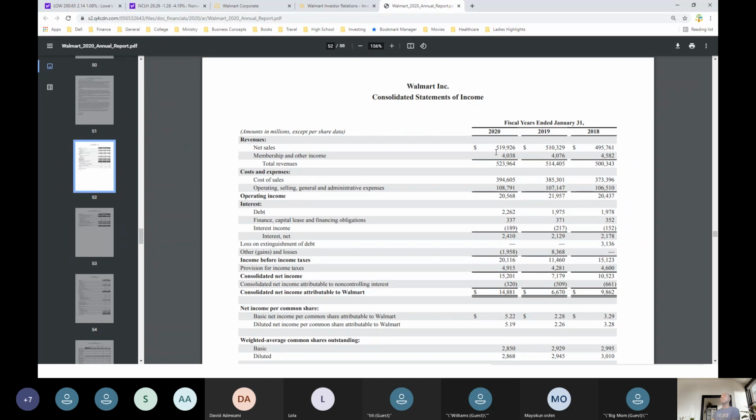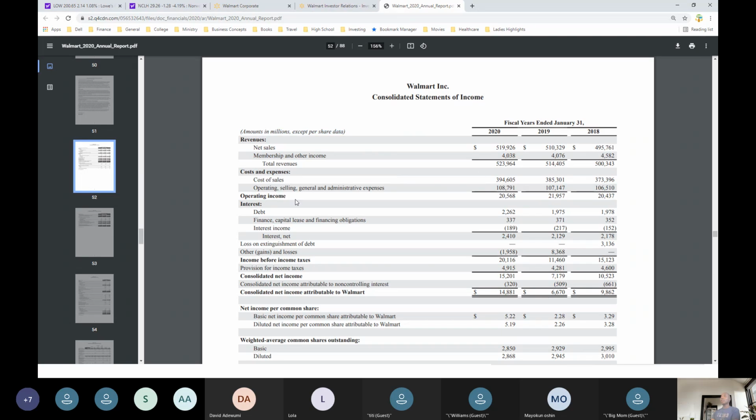But this is the income statement. Say, consolidated statement of income for Walmart for 2018, 19, and 20. Sales, you see it at the top. Cost of sales, next, you know, set of items. So sales for last year, 2020, 523 billion, because this number is in millions, see, amount in millions.